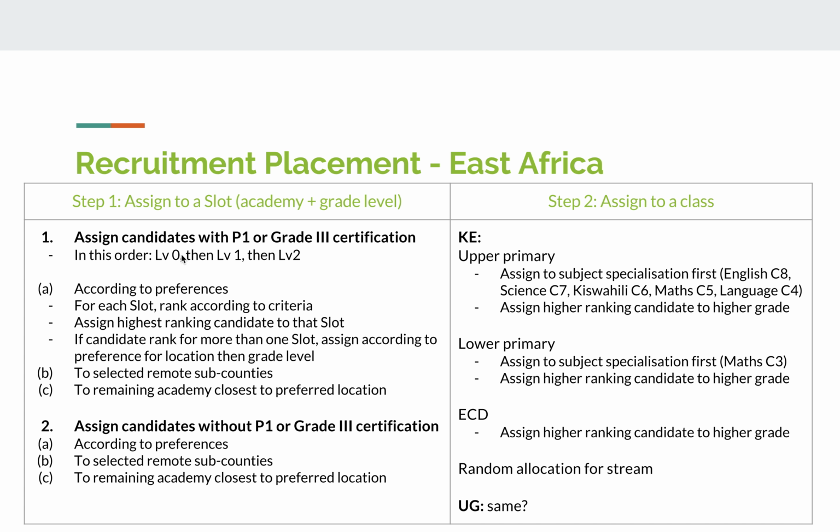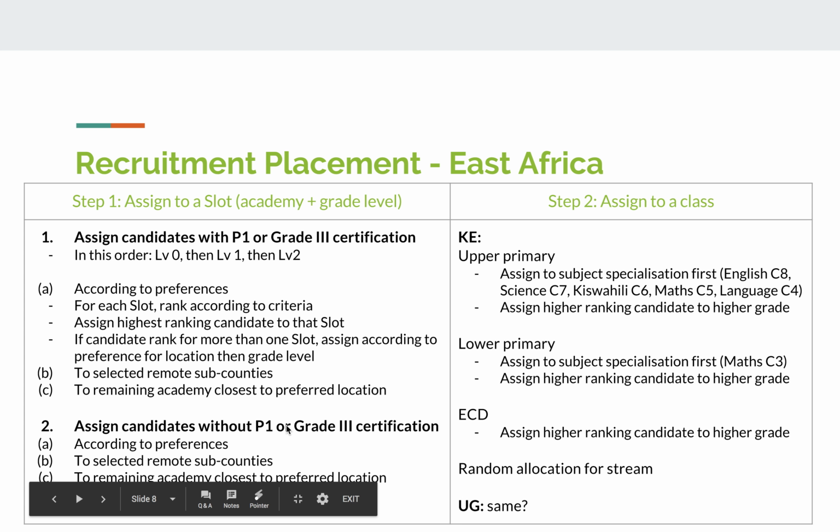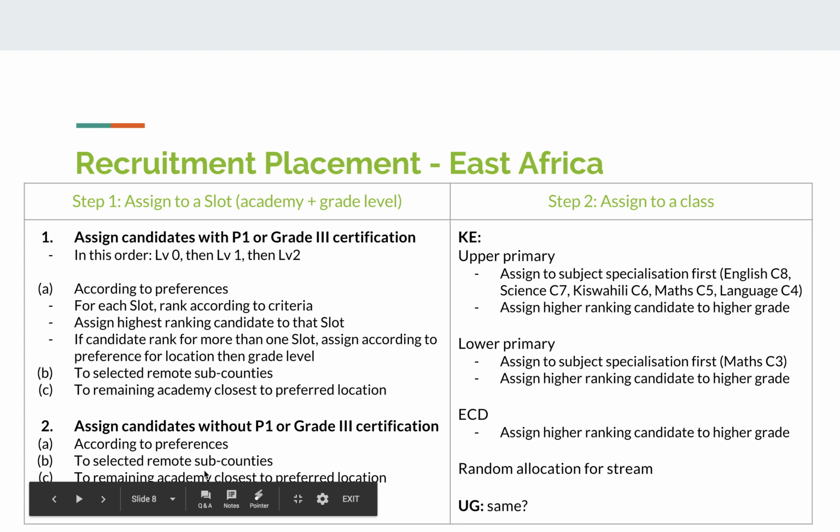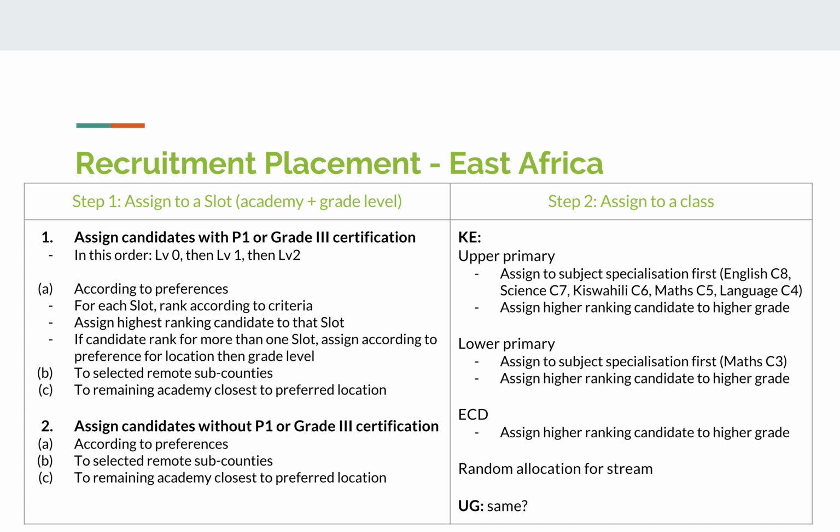So that's for the first bracket of people. And then the second bracket is the candidates without a P1 or grade 3 certification. And ABC is just the same, so it's the same logic. Okay, so this is assigning them. After this, people will be assigned to a grade level.